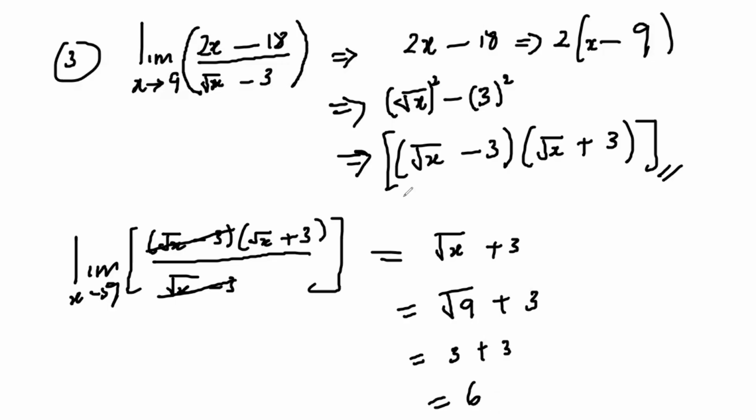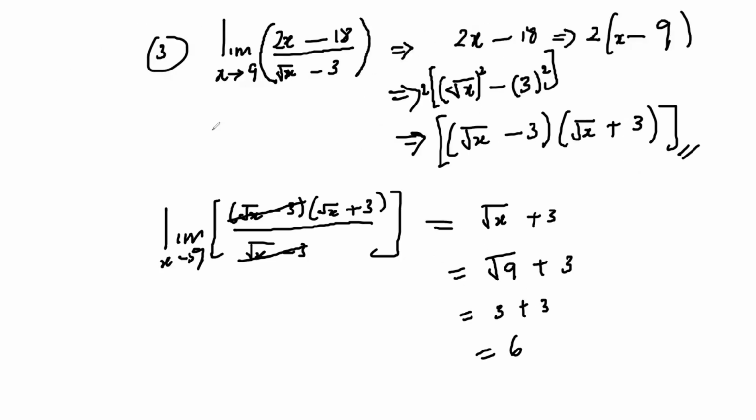Now notice something, that at the top I have 2 here. So I didn't include the 2. So let me bring back my 2. The 2 is supposed to be here, following us all through. So finally we have 2 times 6, which is equal to 12. So the answer is 12.